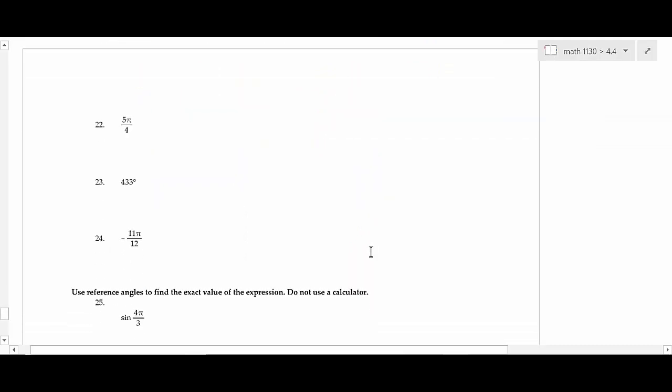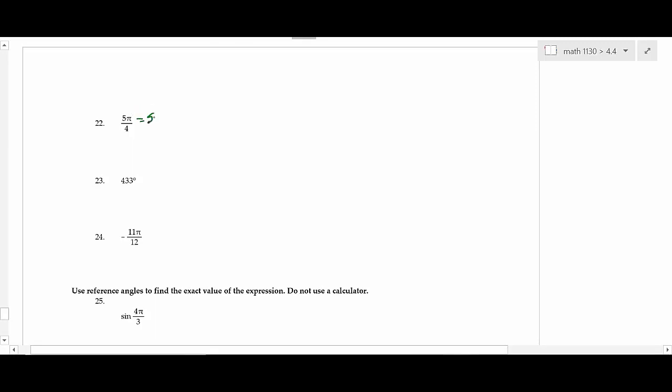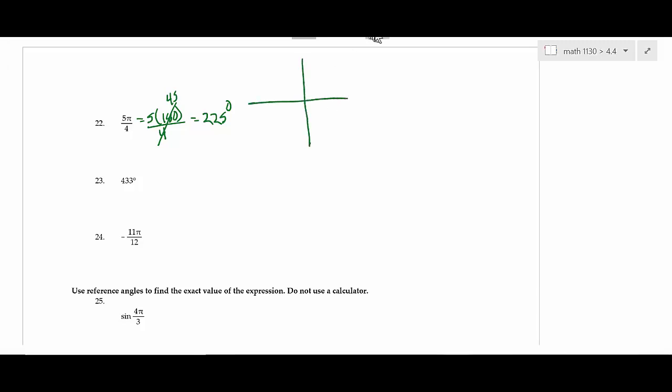Okay, and then if we go to the next one on this, now you're in radians, so on this one, you don't have to, but it's a good idea to just change this to degrees. So we'd have 5 times 180 over 4, 180 over 4 is 45. So if you work that out, you're at 225 degrees. So if you're going to find the reference angle on this, now you're in quadrant 3. So your angle goes like that.